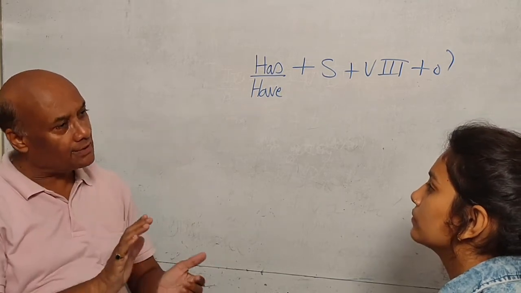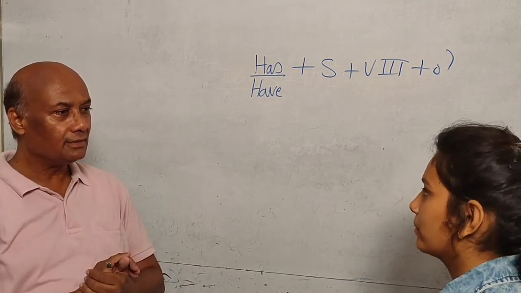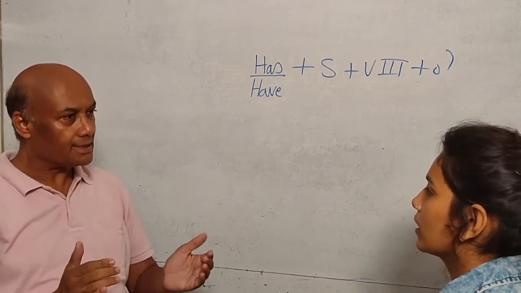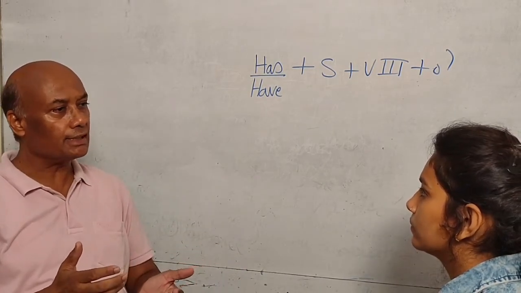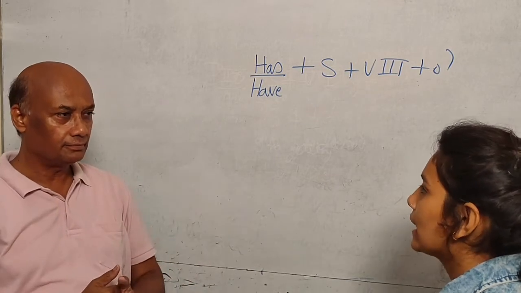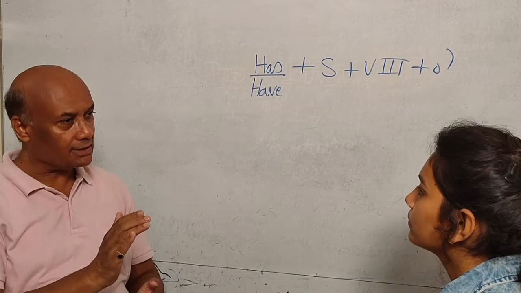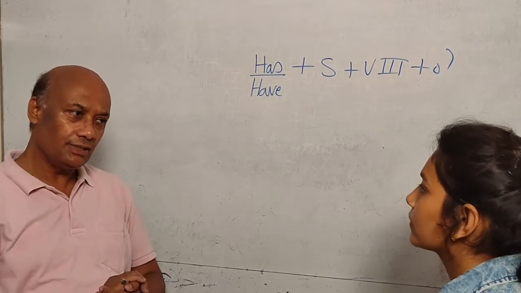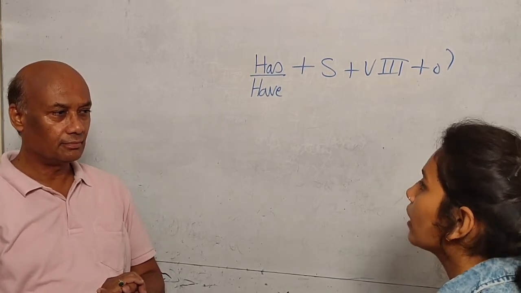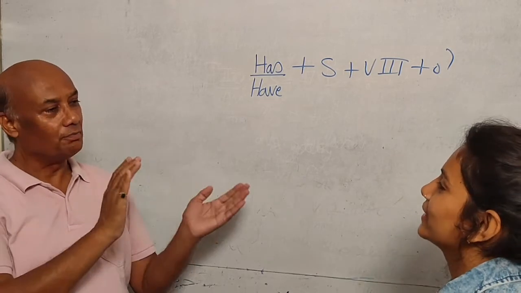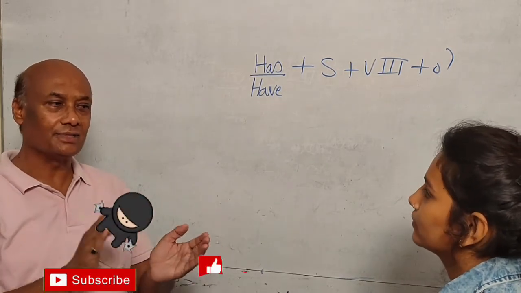Has your father also taken lunch? Yes. So you can use complete sentence. Yes, my father has also taken lunch. Repeat. My father has also taken lunch. Has your younger sister taken lunch? Yes, my younger sister has also taken lunch.